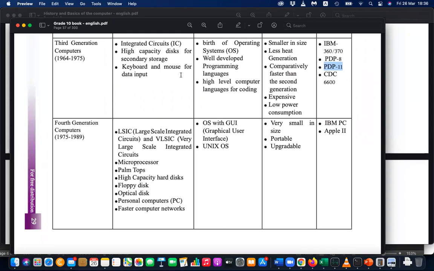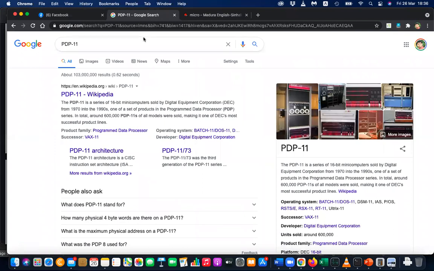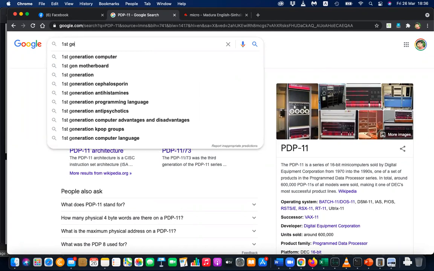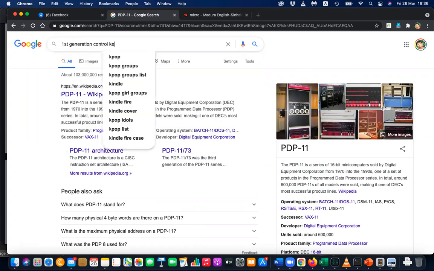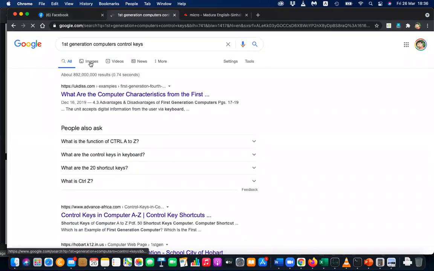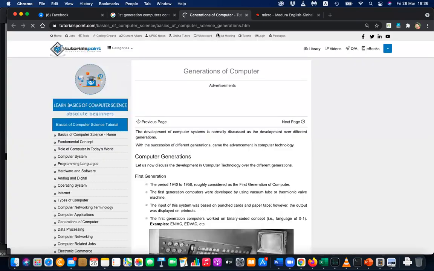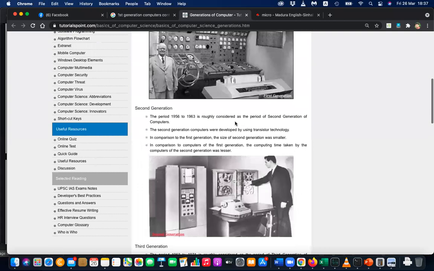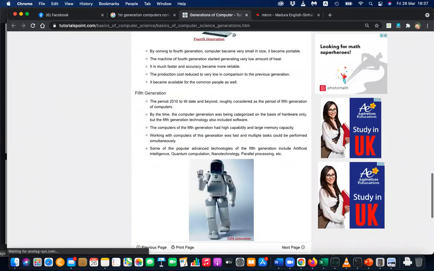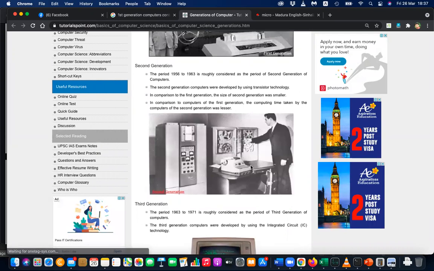Keyboard and mouse, actually the keyboard came in the second generation, but keys were there in the first and second generations, but those are not keyboards. Here you can see the first generation computers. You can see it's not a keyboard actually. No proper keys were there. But when it comes to the second generation, a small keypad is there.